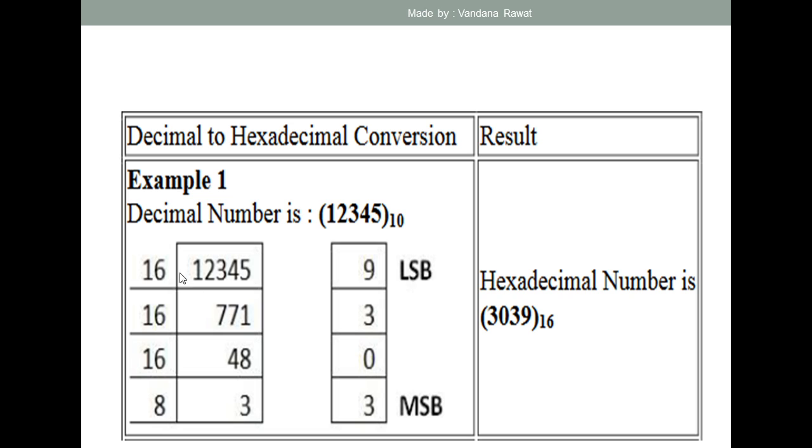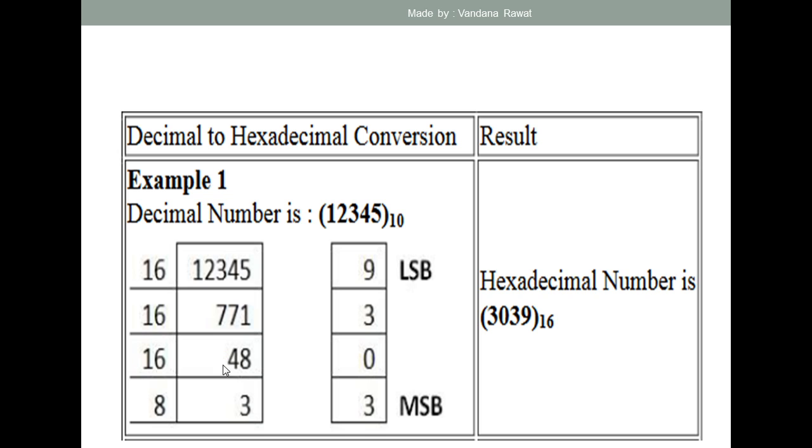You will get 16 sevens, just check it. Then in the remainder part you will get 9. You just check it on your own, just divide it yourself. Then after that you divide this 771 by 16. Then in the remainder part you will get 3.